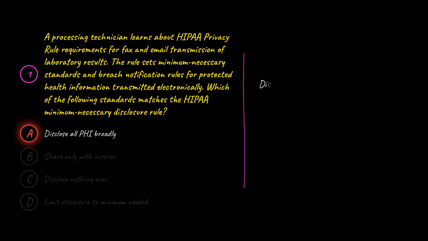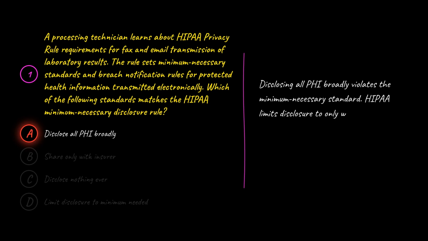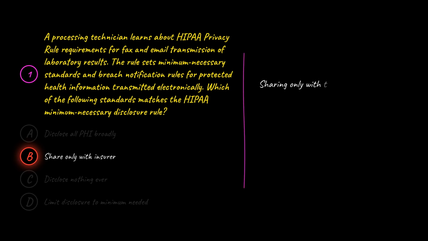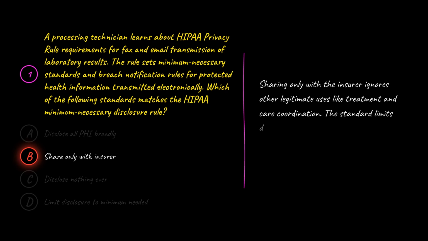A is wrong because disclosing all PHI broadly violates the minimum necessary standard. HIPAA limits disclosure to only what is required for treatment, payment, or operations rather than broad distribution. The standard reflects current practice in routine clinical phlebotomy. B is wrong because sharing only with the insurer ignores other legitimate uses like treatment and care coordination. The standard limits disclosure to minimum needed for the purpose regardless of the specific recipient.